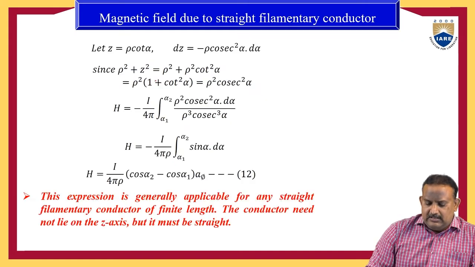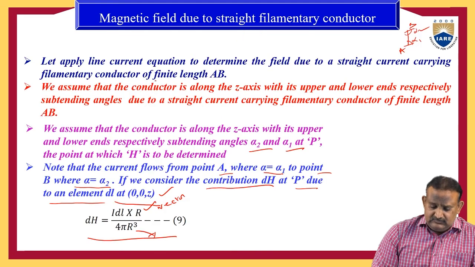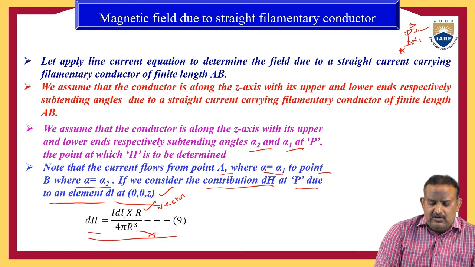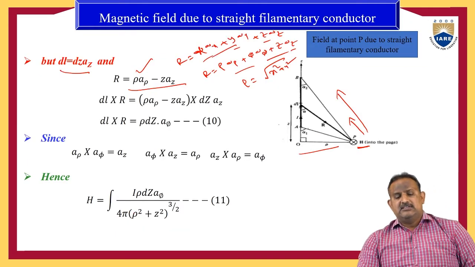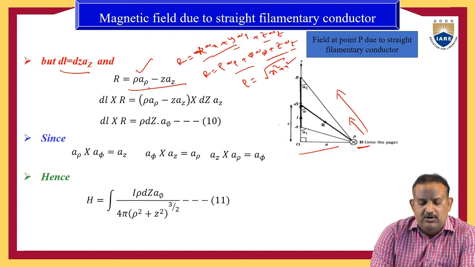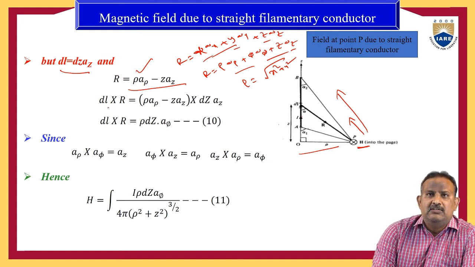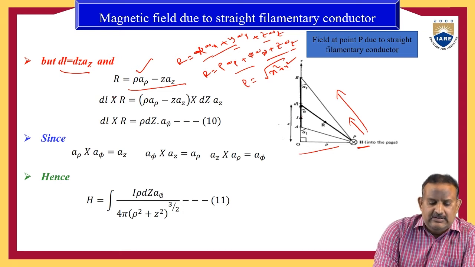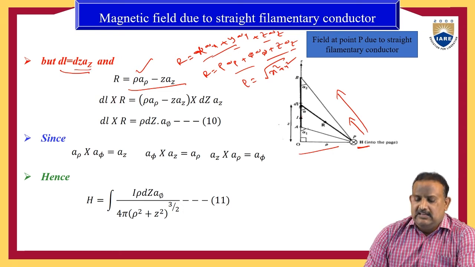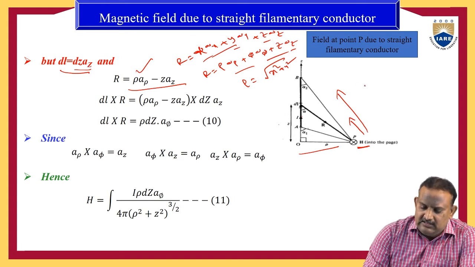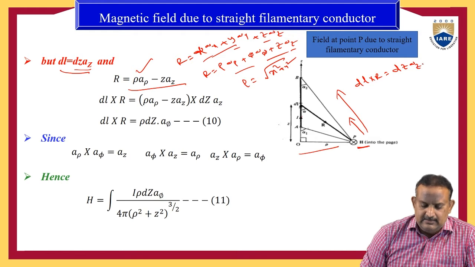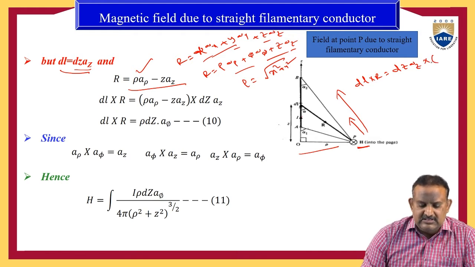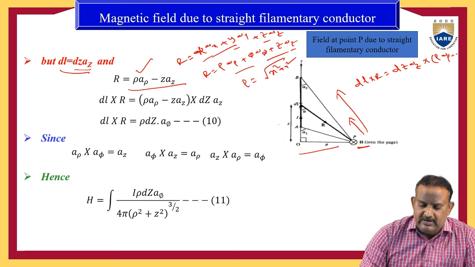Therefore, in the magnetic field intensity, dH is equal to I dl cross R, so we need to find out dl cross R, where R is equal to rho a_rho minus z a_z. But dl is equal to dz into a_z. So here I am calculating dl cross R, where dl is nothing but dz into a_z, cross, and in place of R, I am writing rho a_rho minus z a_z.